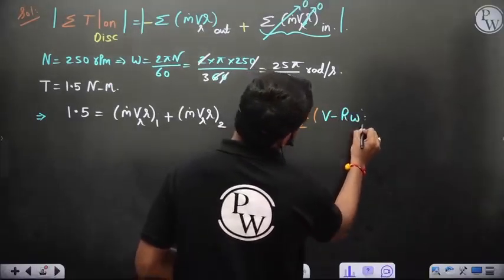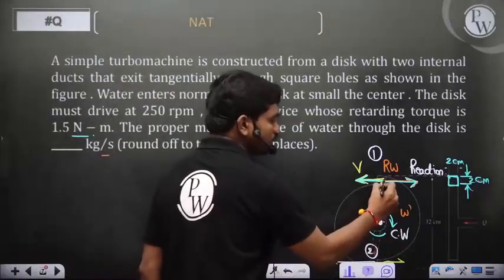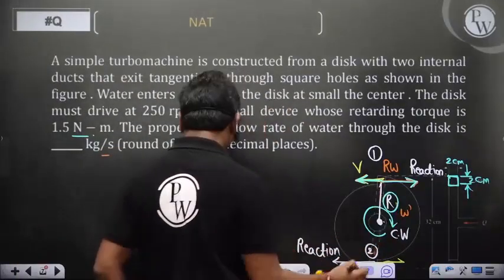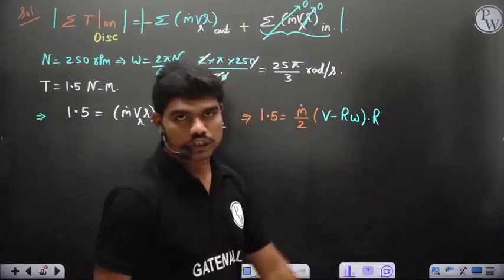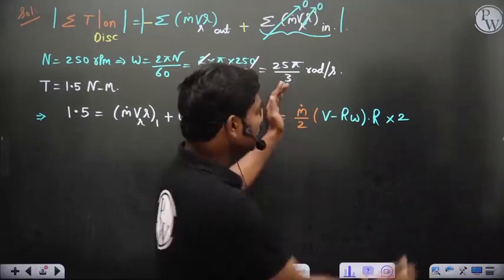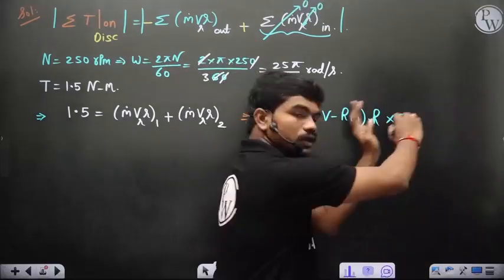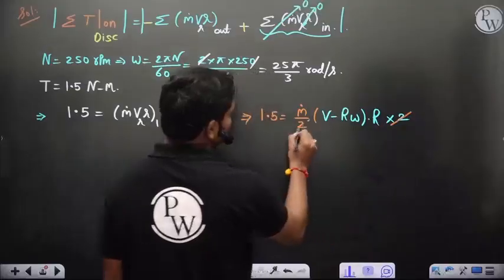r times omega into, then what is the radius at which it is leaving? So this is the center of rotation, then this distance, this radius is r. And similarly at the second outlet also the same thing happens, so into 2 is what I'm writing, because this is at the first outlet plus at the second outlet also you'll get the same quantity, so that's why I'm multiplying 2 of course, okay? So this 2 and 2 cancels up.